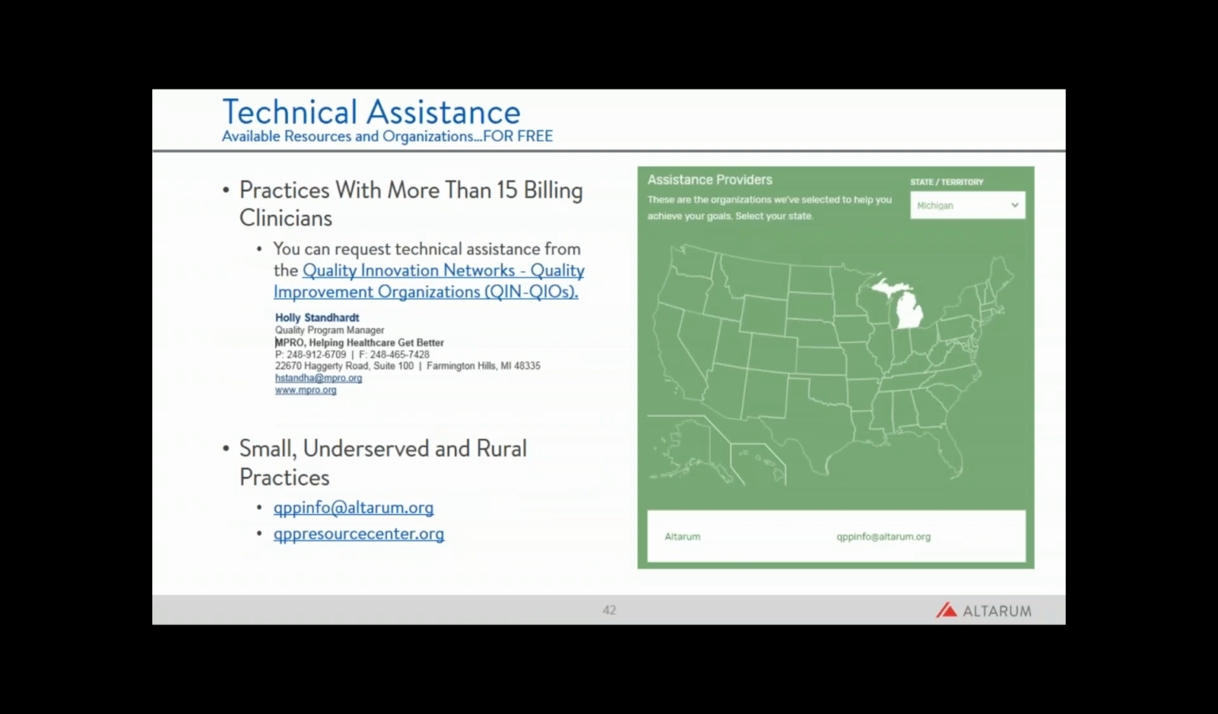We want to point out also that aside from the MIPS cast or those other programs that are also available to you, there is technical assistance available to absolutely everybody that needs it. You are not alone in this. CMS has set up a great network of service providers that can help you. We are one of them. We are the small, underserved, and rural practice support. Not just here in Michigan, we actually cover a 7-state collaborative around Michigan, and I know we have folks from around the entire collaborative.